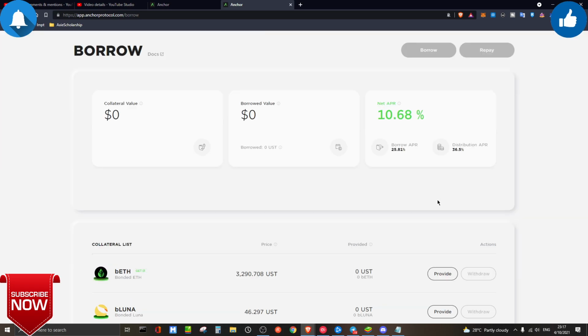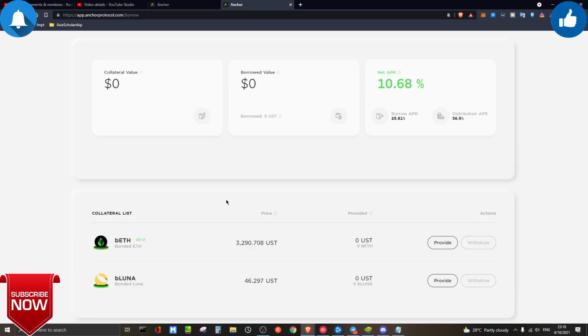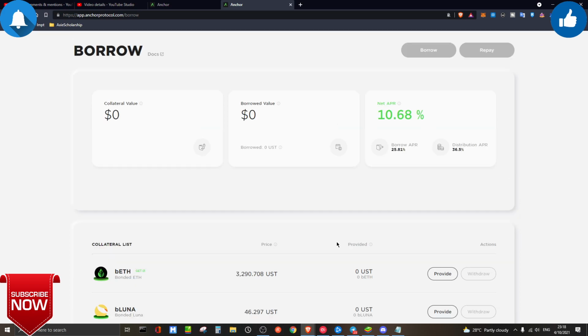Here it is very simple. You need to put in some funds, your digital assets, as collateral, and from there you can borrow as high as the loan to value amount, 25% or even 50% depending. And of course you have to pay the interest rate as well. Here you can see the borrow APR, and after that the net APR. Basically this is how they calculate it: the borrow and the distribution, this minus this equals this, so 10% per annum.